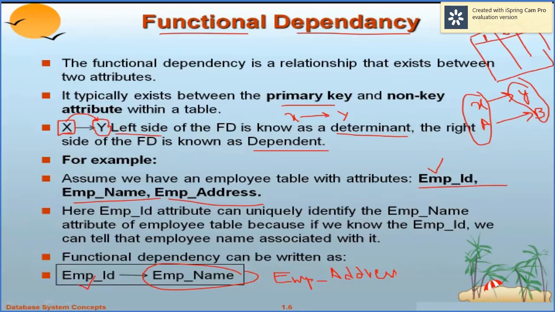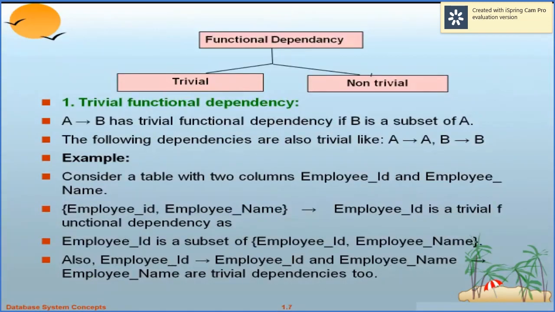Let's move further. I'm going to divide the concept of functional dependency into two concepts, that is trivial and non-trivial conditions. So when can I say a particular functional dependency is trivial or non-trivial? The first one is trivial functional dependency. A trivial functional dependency is when our right hand side attribute is a subset of A. The right hand side attribute is a subset of A.